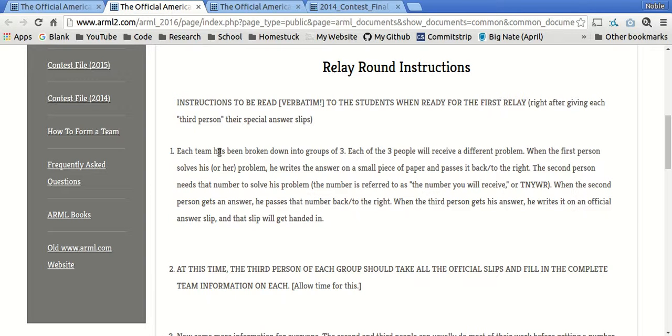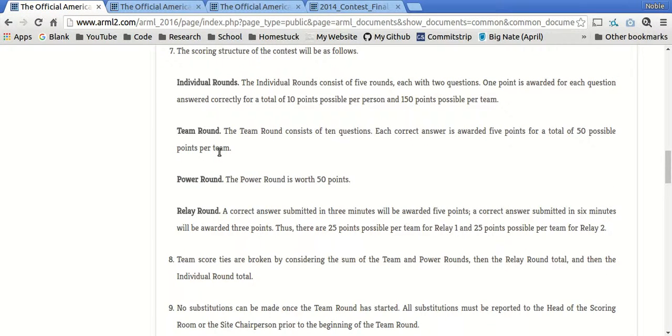And it's kind of like the Mammal relays in the state round. So, the first person does their problem, and then they pass the answer back. And then the second person does their problem, and then they pass the answer back. And the third person does their problem. If you complete the correct answer in 3 minutes, you get 5 points. If you complete the correct answer in 6 minutes, you get 3 points.